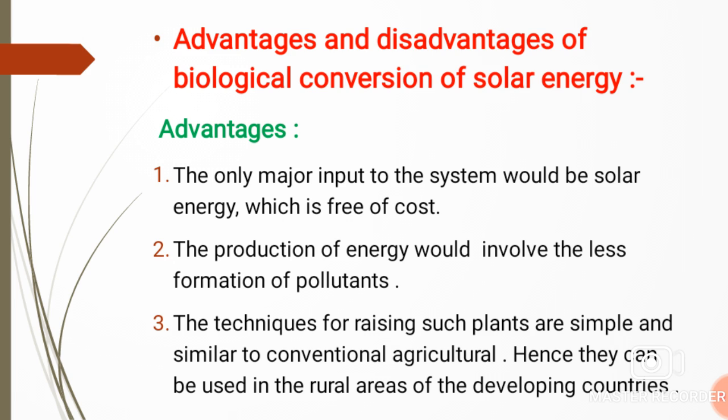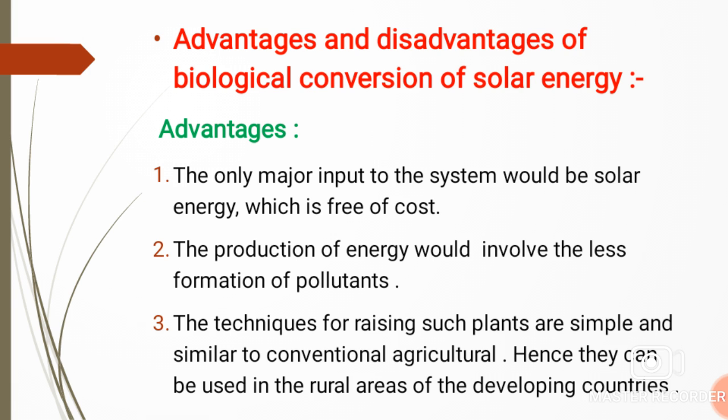The third advantage is that the techniques for raising such plants are simple and similar to conventional agriculture, hence they can be used in the rural areas of developing countries. We know that the construction of the biogas plant is simple, similar to conventional agriculture, and it requires only average technicians for the construction. We know that a biogas plant is generally constructed with the help of steel, or many times with the help of bricks and cement. So the construction is simple, and hence this technique of biomass energy conversion is used in rural areas of developing countries.